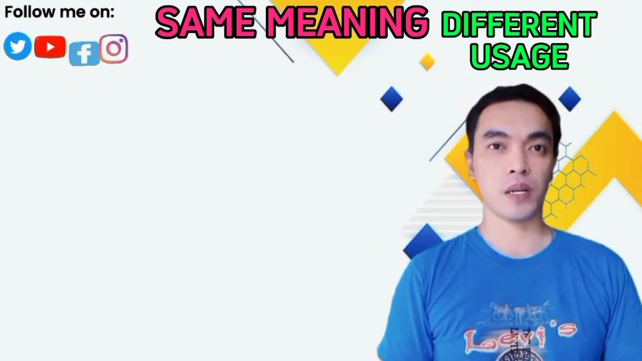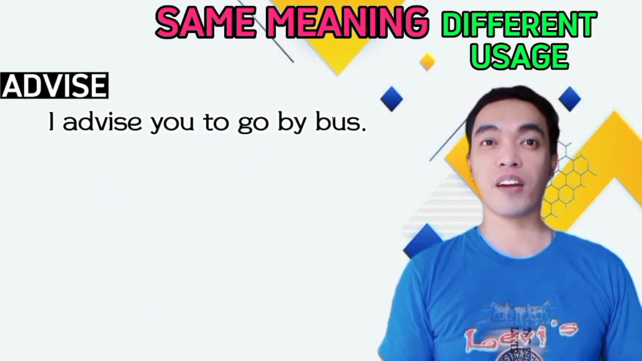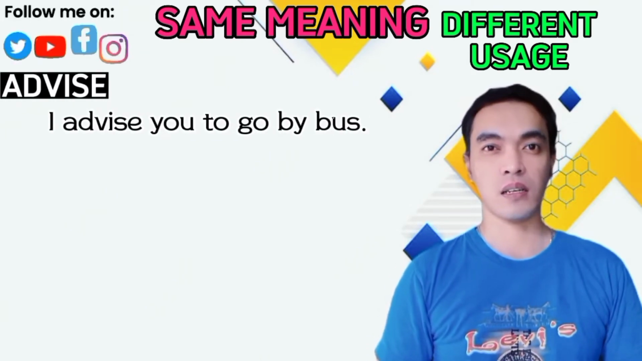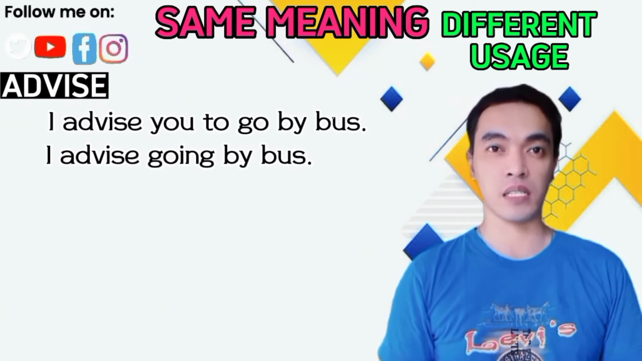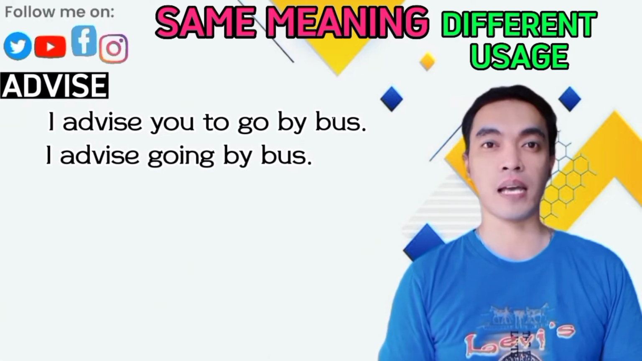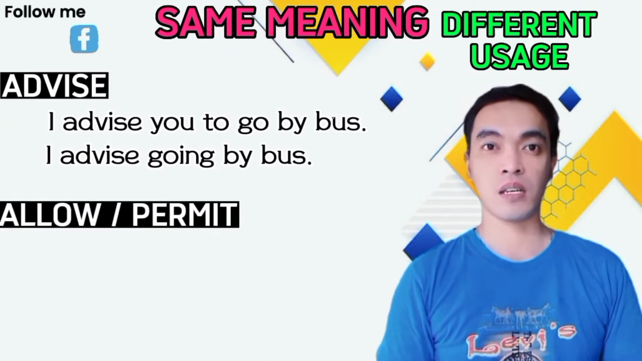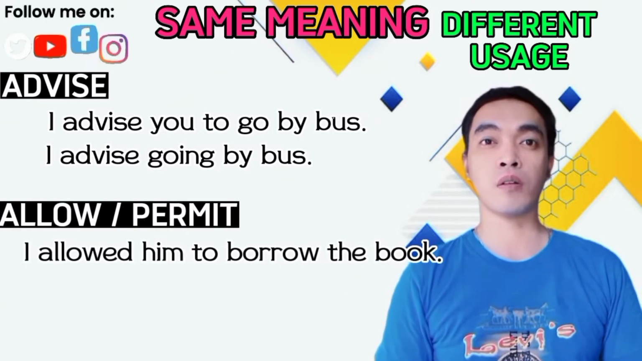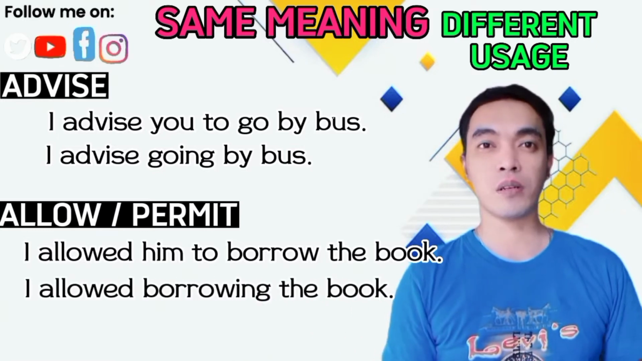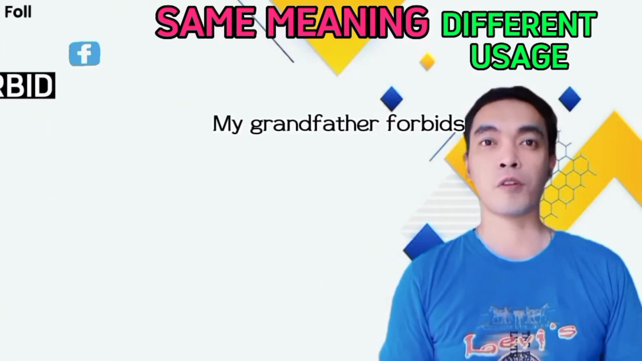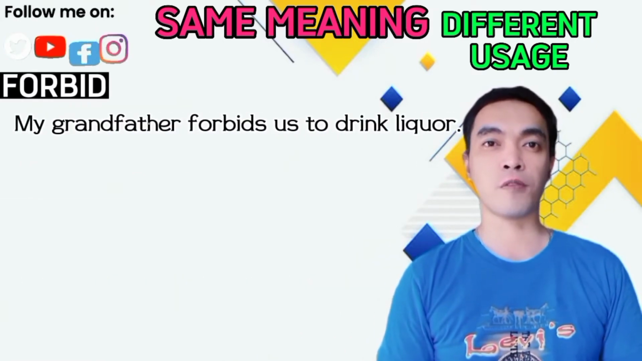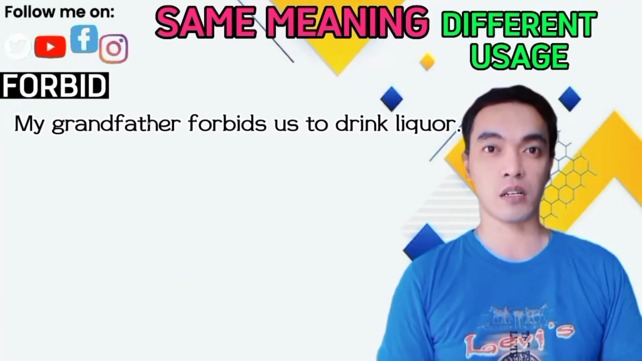First verb, advise. I advise you to go by bus. I advise going by bus. The second example has no direct object. Next, allow or permit. I allowed him to borrow the book. I allowed borrowing the book. Forbid. My grandfather forbids us to drink liquor.